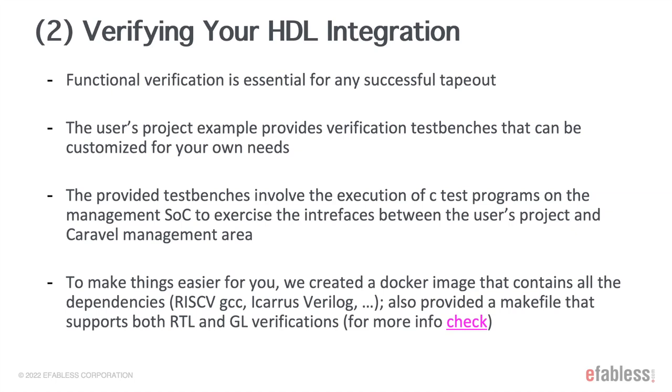Or if your design has wishbone slaves, you can talk to these wishbone slaves. This verification requires a verification environment that involves the RISC-V development toolchain, GCC, as well as simulators and other utilities. We created a Docker image for that and provided instructions on how to install things and run the simulation. You can just follow this link to learn about how this can be done.